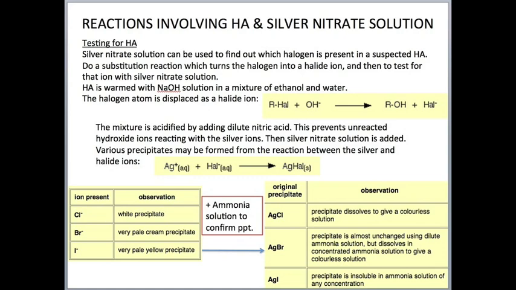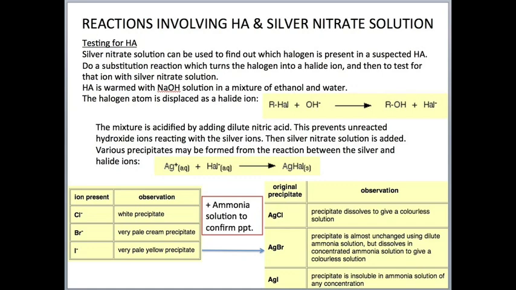And the most effective way is to do a substitution reaction which turns the halogen into a halide ion, and then to test for that ion with silver nitrate solution. So first of all, we warm the halogenoalkane with some sodium hydroxide solution in a mixture of ethanol and water. Everything will dissolve in this mixture, and so you can get a good reaction. The halogen atom is displaced by a hydroxide ion, as represented here: RHal plus OH-, or the hydroxide ion. We'll get ROH plus the halide ion.